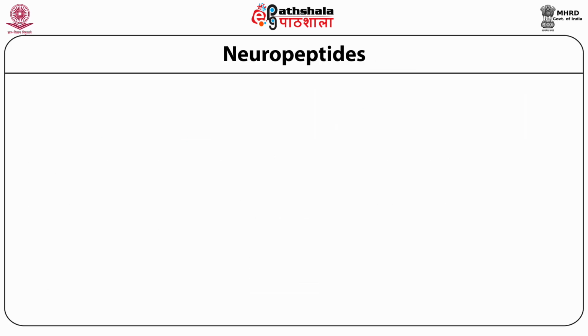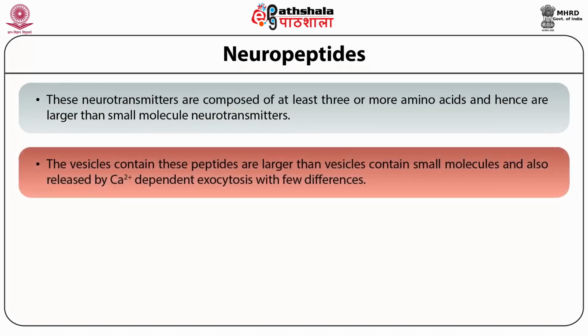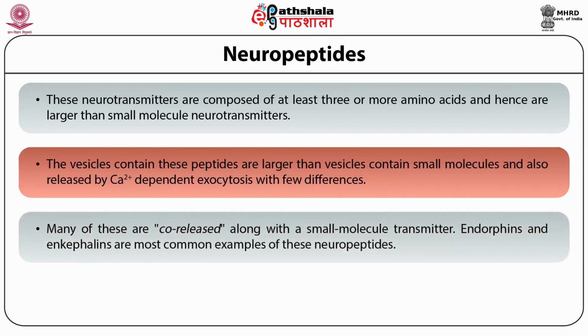The next class is neuropeptides. These neurotransmitters are composed of at least 3 or more amino acids and hence are larger than small molecule neurotransmitters. The vesicles containing these peptides are larger than the vesicles containing small molecules and are regulated by calcium-dependent exocytosis with a few differences. Many of these are co-released along with the small molecule transmitters.